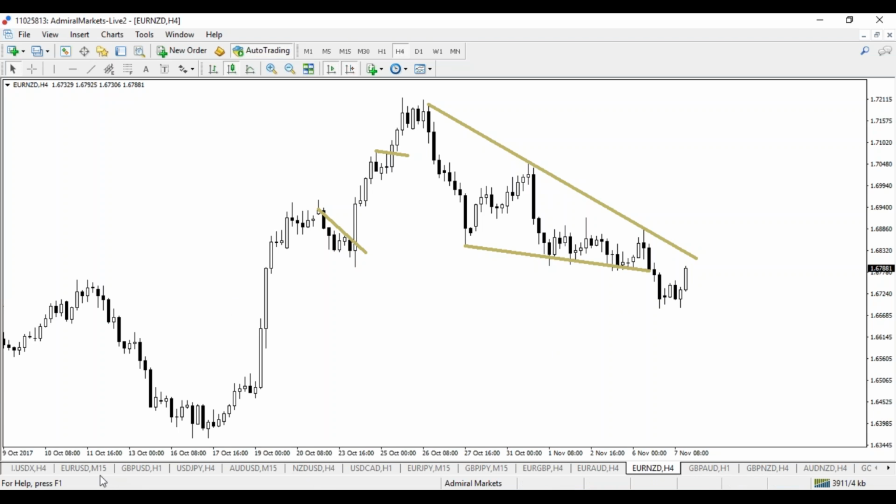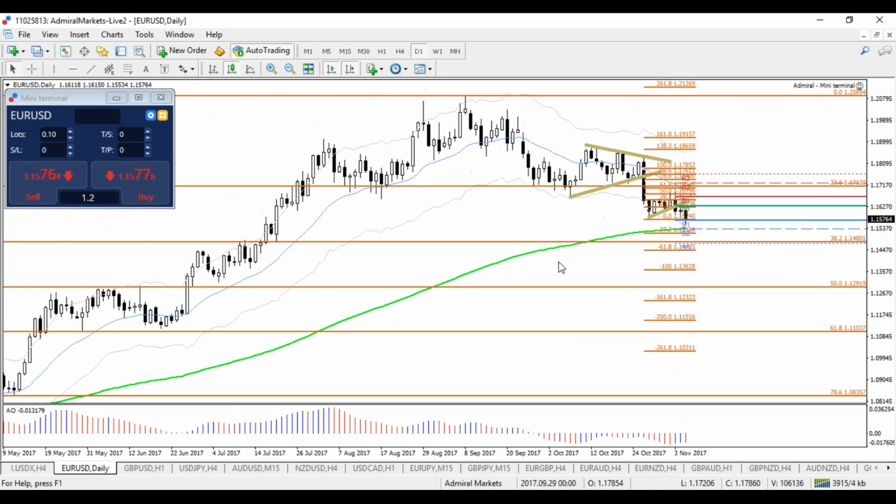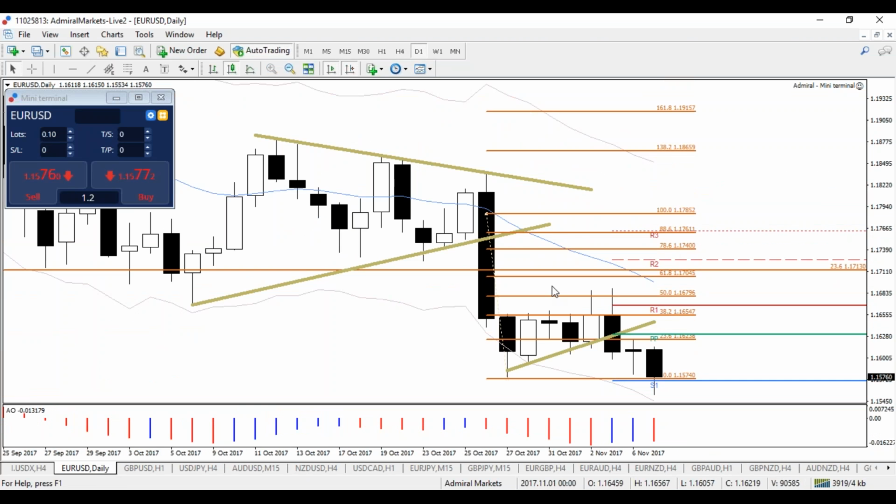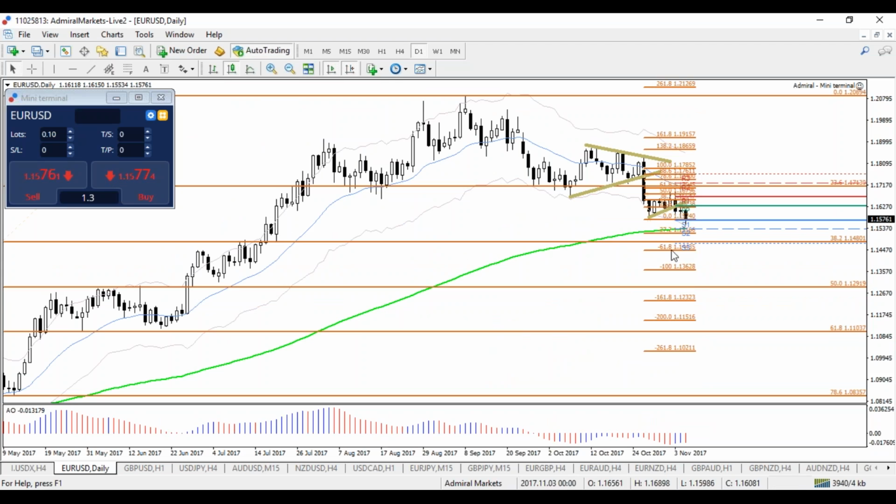Right, as in the Euro Dollar. Euro Dollar had a decision zone break on the 4-hour chart, bounce, then break, then on the hourly chart, one more break, all based on the fact that on the daily chart we're breaking the 23.6 fib and there should be space to the 38.2 fib.